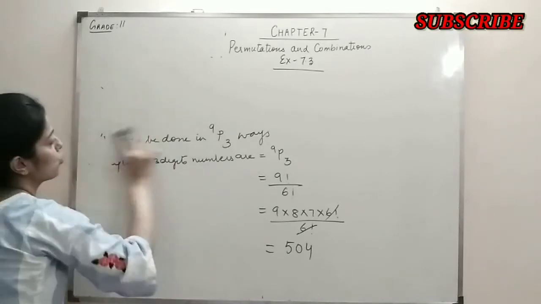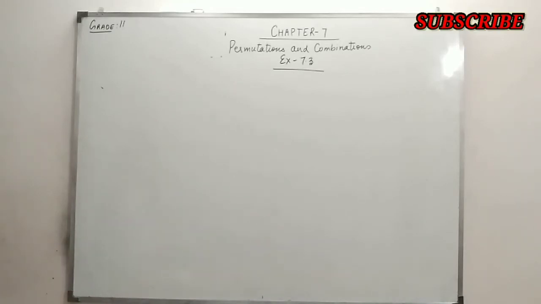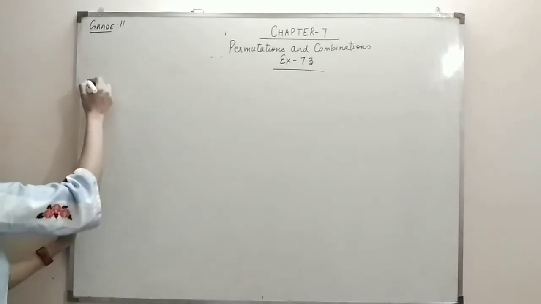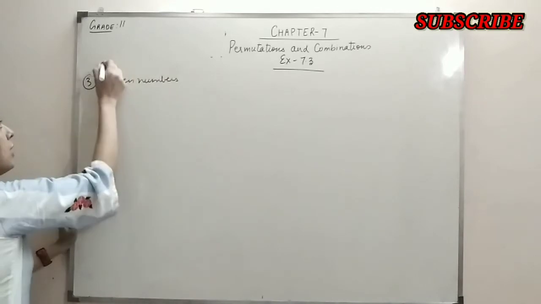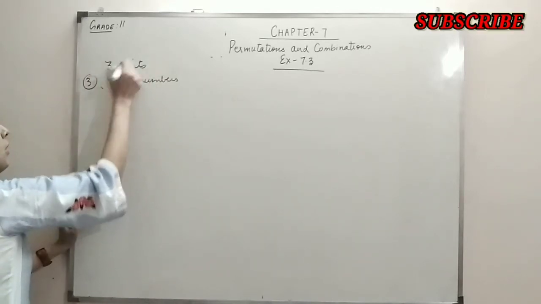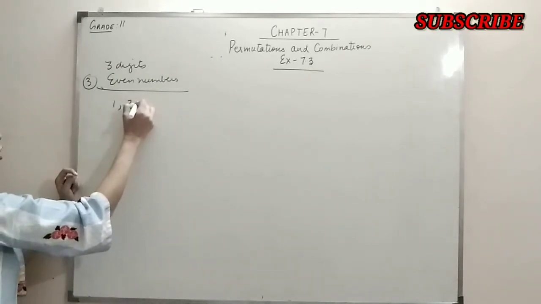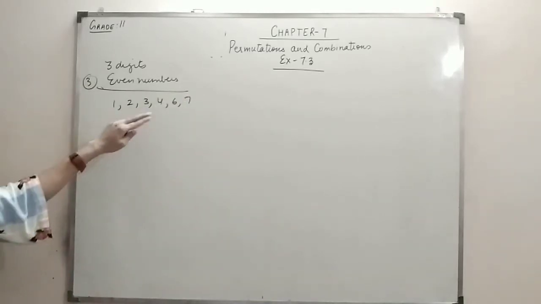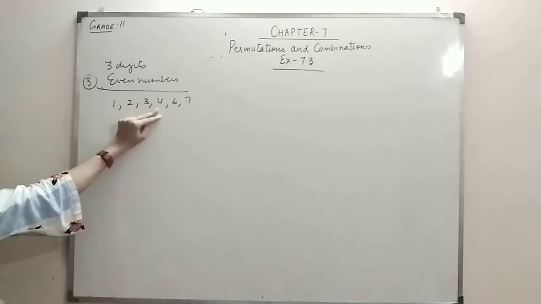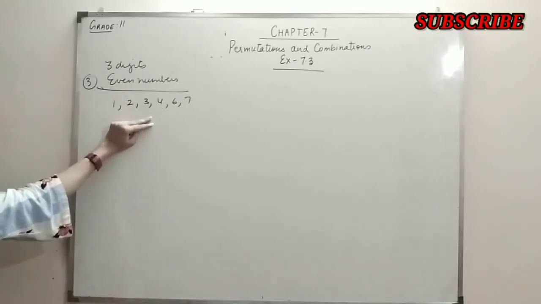Okay. Now come to the next question, question number 3. Again I am doing odd parts for you. How many 3-digit even numbers can be made out of the digits 1, 2, 3, 4, 6, 7? These 6 digits are there, and we have to frame the 3-digit even numbers when no digit is repeated.